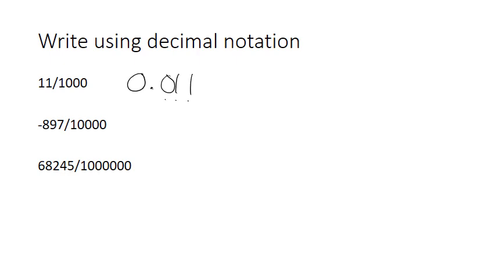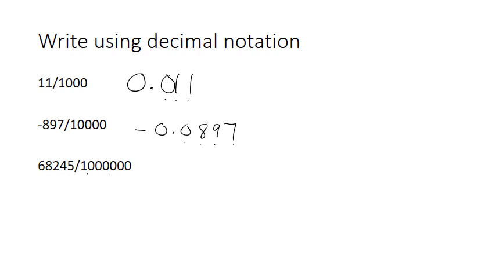We do the same for the next number. If we have ten thousandths, we're going to write it as negative 0. Now ten thousandths would be 1, 2, 3, 4 places. We have 3 digits, so it's 0.0897. Tenths, hundredths, thousandths, ten thousandths.